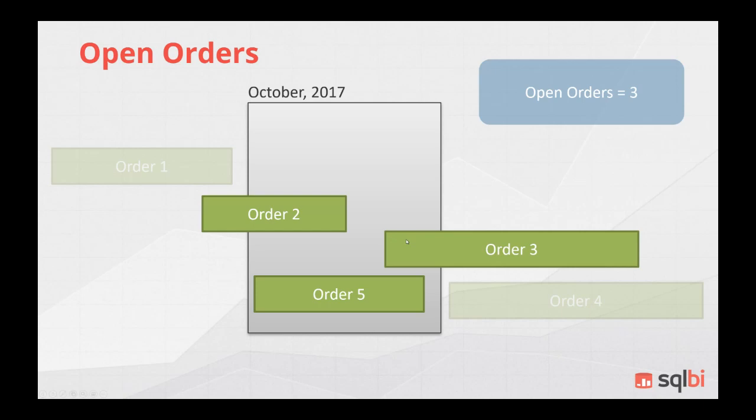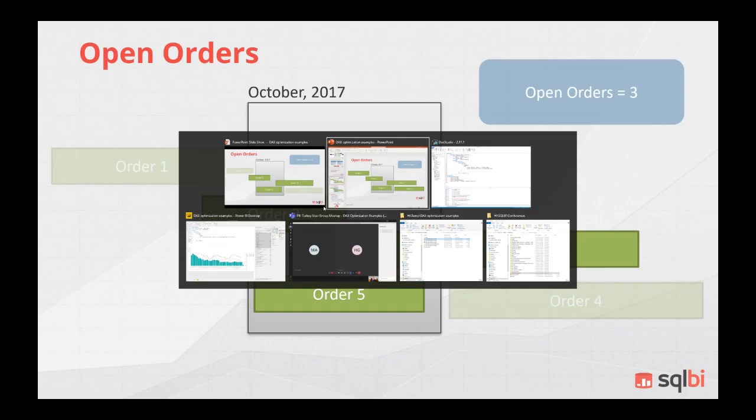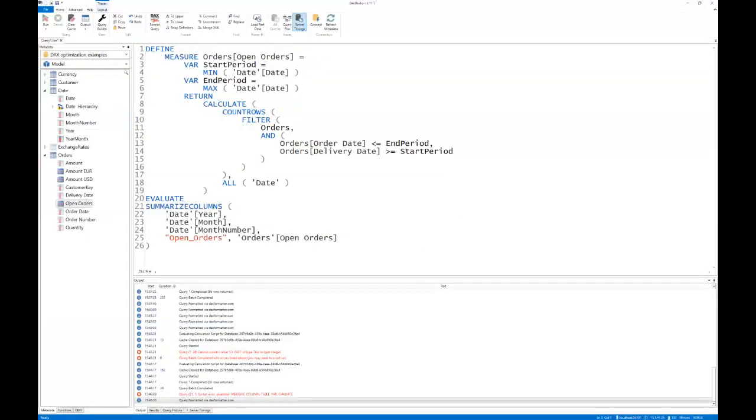This definition of open order requires me to write code that says an order is open if it was started before the end of the period, so it was started before this point in time, and it was not yet closed at the beginning of the period, because this is not closed: it was closed after the beginning of the period. This translates very easily in DAX in an expression like this.